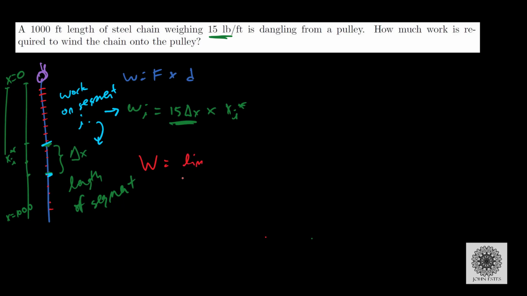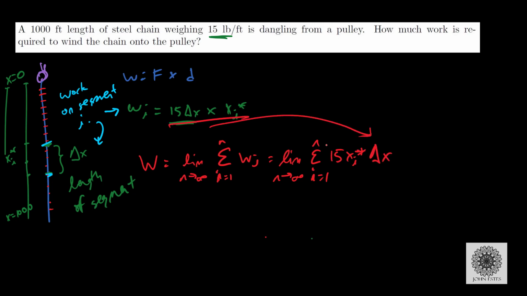Let's take the limit, as n goes to infinity, of the sum, starting with i equals 1, going up to n, of these wi's. So that's going to be the limit as n goes to infinity, the sum, i going from 1 to n, of 15 xi star delta x. Right, that's what I calculated here.